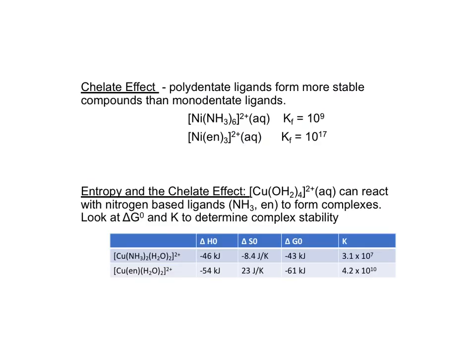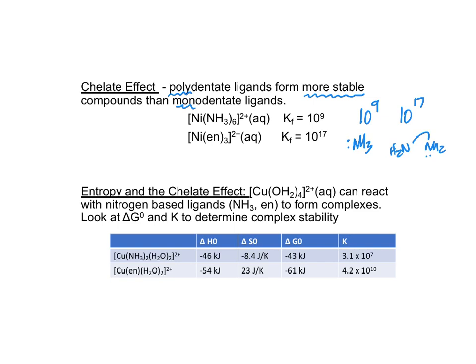The next slide talks about the chelate effect and entropy. Okay, these are all things that you already know. We just want to put them into practice. If I have a polydentate ligand, it will have a more stable compound than a monodentate ligand. So let's just look at the values here. I see a K of 10 to the 9th. I see a K of 10 to the 17th. The 10 to the 9th is when I have the monodentate ligand. The 10 to the 17th is when I have that EDTA ligand.